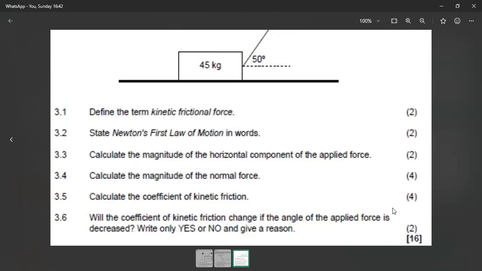In other words, the type of material that the ground is composed of, as well as the block is composed of. So if these materials are smooth, the coefficient of kinetic friction will be small. But if these materials are rough, then the coefficient will be large. So it only depends on the type of material that the surfaces are composed of.